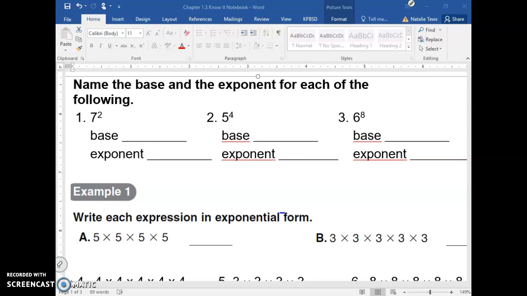So when I look at 7 to the second power, or I can say 7 squared. Which digit is the base? 7. 7, and the exponent? 2.